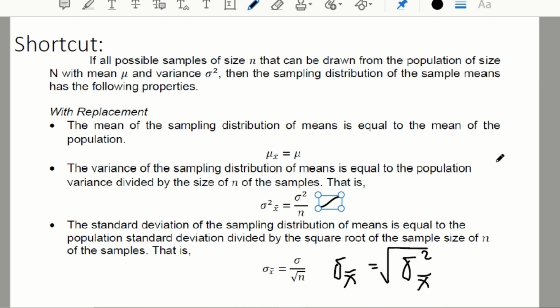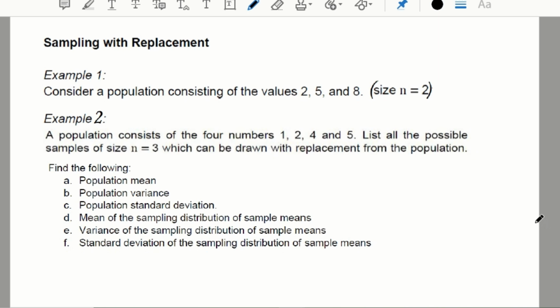Okay, let's have an example. First example, consider a population consisting of the values 2, 5, and 8, and the sample size is 2. We are asked to find the population mean, the population variance, the population standard deviation, the mean of the sampling distribution of the sample means, the variance of the sampling distribution of sample means, and the standard deviation of the sampling distribution of the sample means.